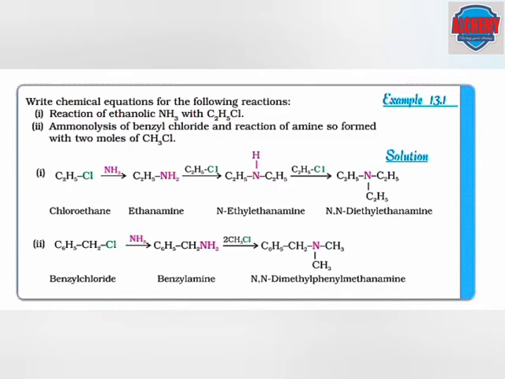Two questions are given here based on ammonolysis. Write the chemical equations for the following reactions. Reaction of ethanolic ammonia with chloroethane. Second one, ammonolysis of benzyl chloride and the reaction of the amine formed with 2 moles of CH3Cl.